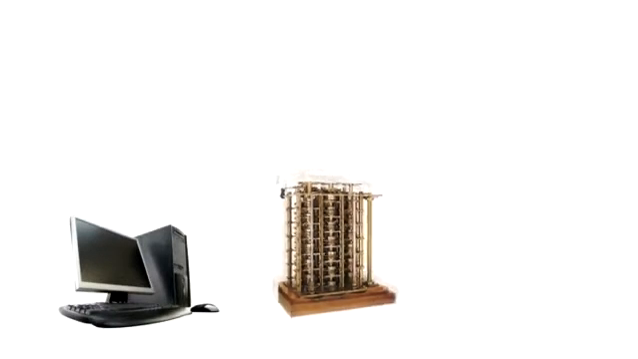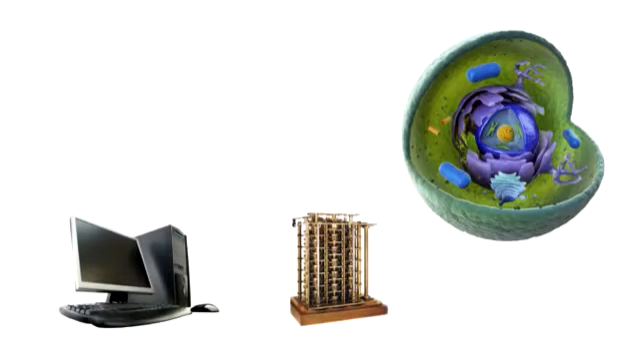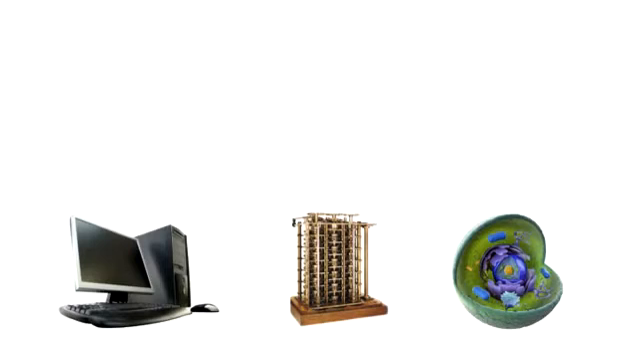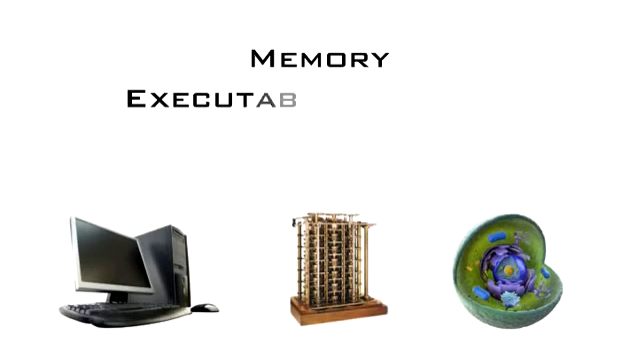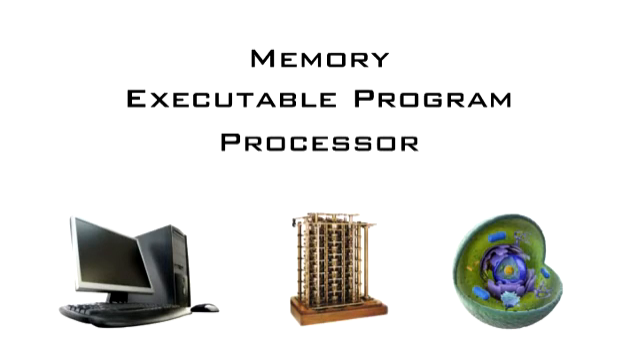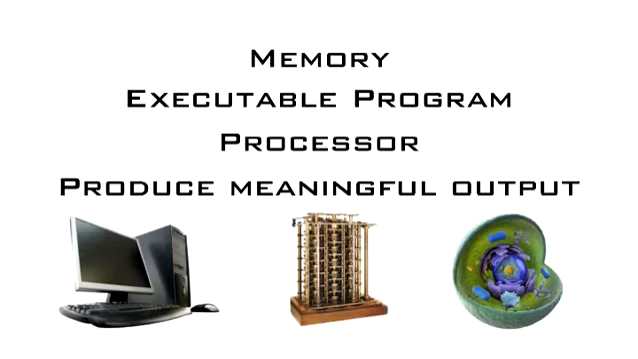Most typically think of a computer as something we use to access the internet or to email a friend. However, that's an example of an electronic computer. We also have mechanical and biological computers. The necessary and sufficient components of any functional computer are memory for data storage, an executable program containing instructions for processing data, the processor, which executes the instructions, and the capability to produce meaningful output.